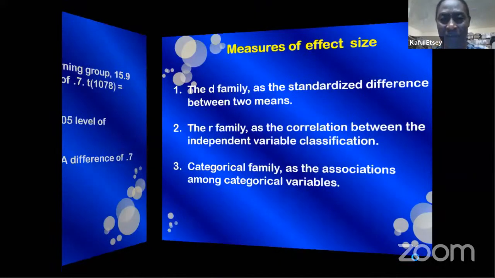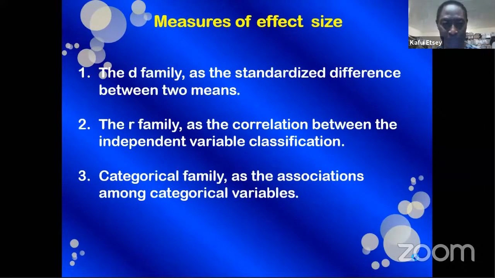So what are the measures of effect size? We have three main groups. We have the D family, which is the standardized difference between two means. We have the R family, which is the correlation between the independent variable classifications. Then we have the categorical family, which is the association among categorical variables. Most people know effect size as the D family, just the standardized difference between two means, but it's more than that. We have the D family, the R family, and the categorical family. Let's look at what they are.